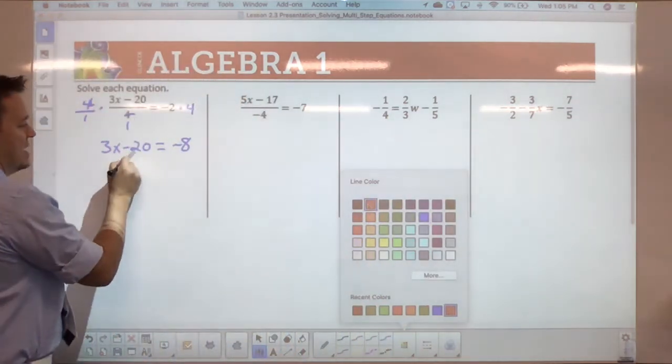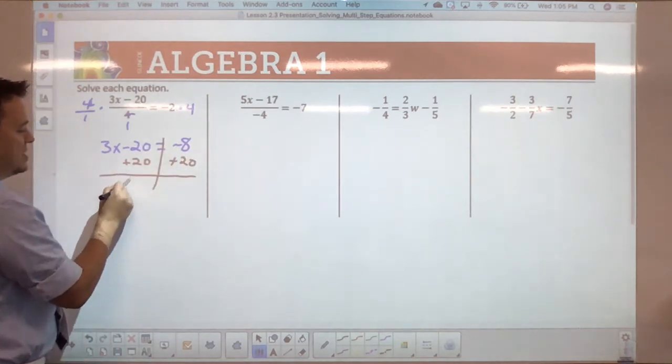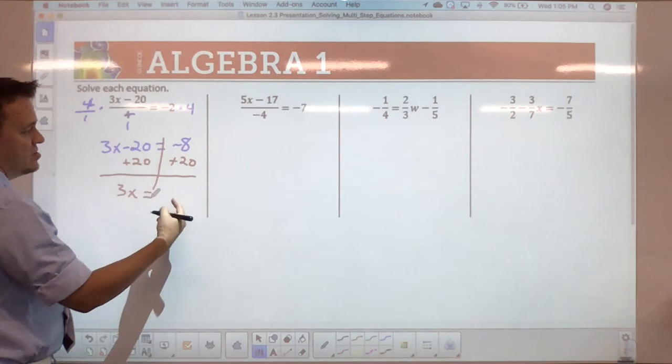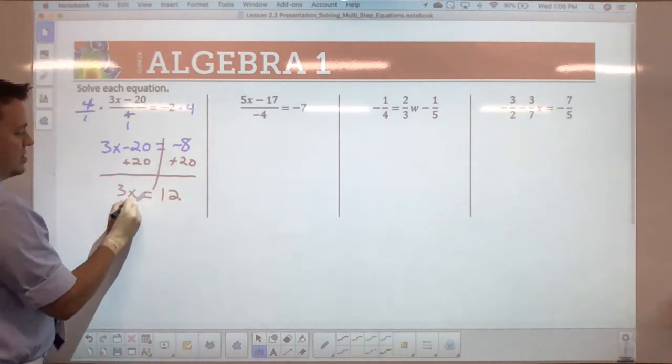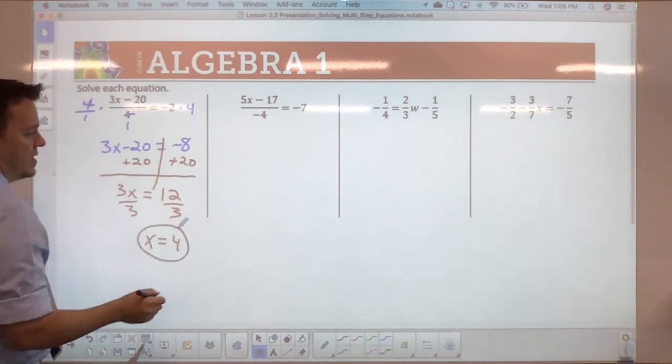So now you can take and add 20 to both sides and do what we have been doing this entire day, today and yesterday. Come up with the answer. X is 4, right? Simple enough.